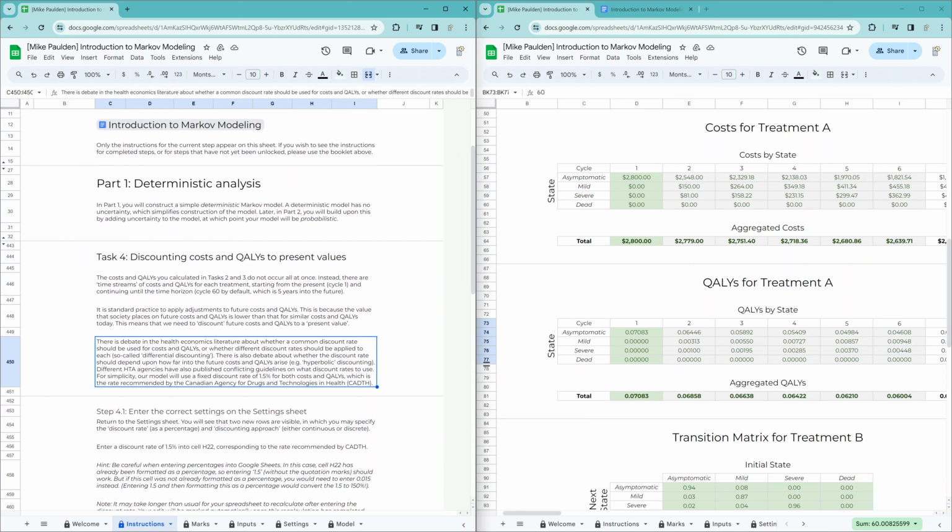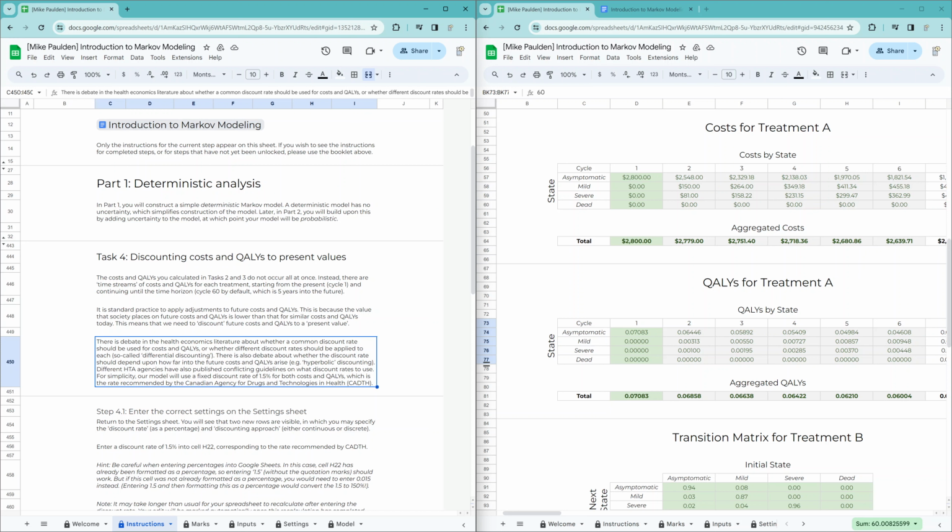And as it says in the instructions, there is a debate in the literature about whether we should have a common discount rate for costs and qualies or different discount rates. And I'm not going to get into all of the theory and all of that debate in this exercise. So just be aware that there is a big debate out there. For the purpose of this exercise, we're just going to use a simple common discount rate that applies to both costs and qualies. And we're going to use a discount rate of 1.5% per year, which is the discount rate that is currently recommended here in Canada, where I'm based, by the Canadian Agency for Drugs and Technologies in Health, so CADTH, which is the main HTA agency in Canada. We're going to just use that.